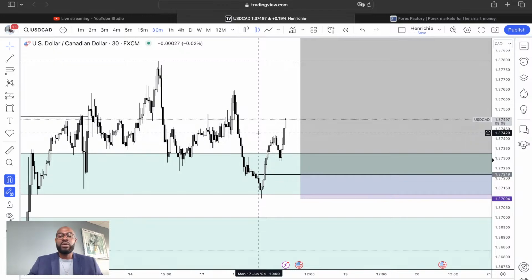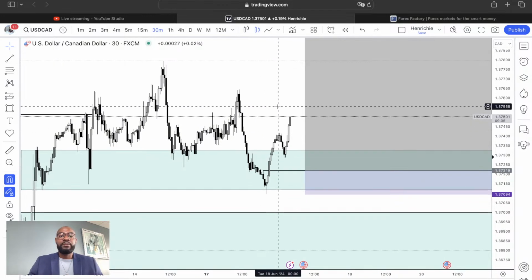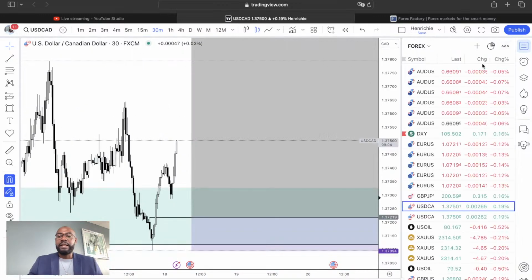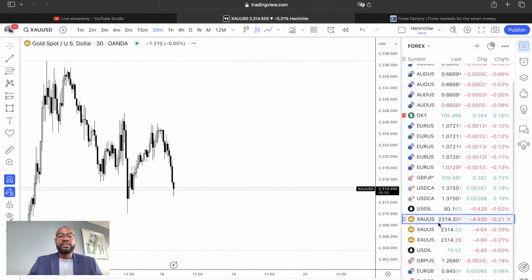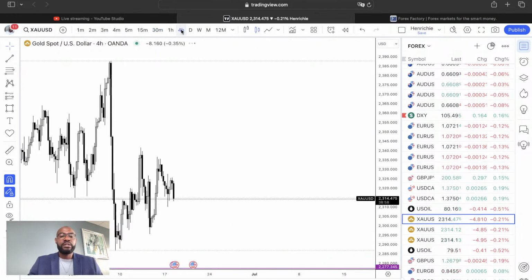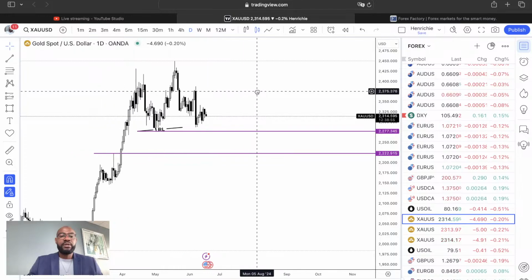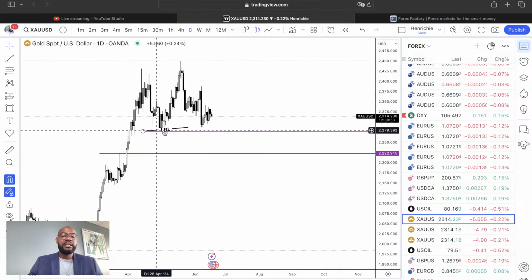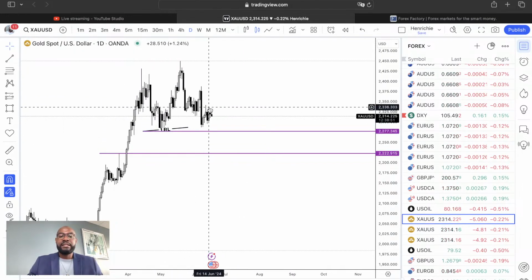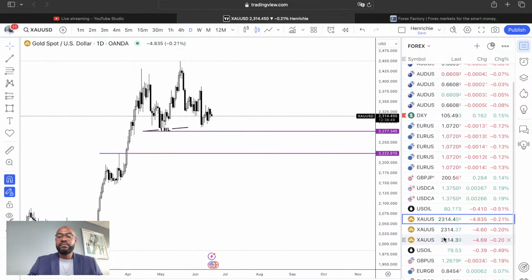If you do have any questions, feel free to drop it in the chat. And before we go, let's have a look at gold, see what gold is doing as well. Nothing really much to see on gold. Still the same key level we're watching. Still need to see gold come down there.